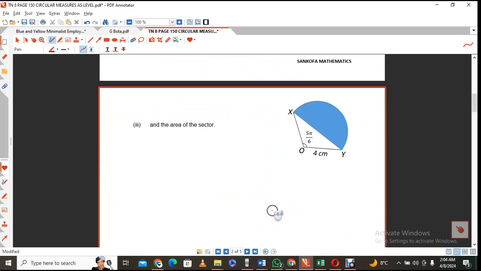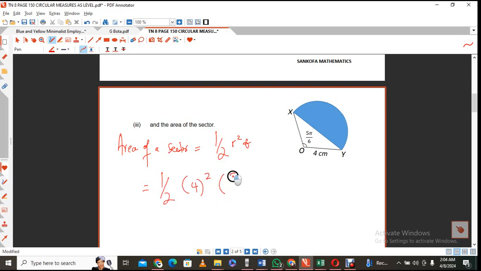Okay, I brought the diagram down again. They say the area of the sector. And in order for you to calculate the area of a sector, it's very important that you know the formula. The area of a sector is a half r squared theta, where theta is the angle. So I'm going to go a half times the radius squared times 5 pi over 6. So this is just a matter of you grabbing a calculator. That's 16, half of 16 is 8 times 5 pi over 6.